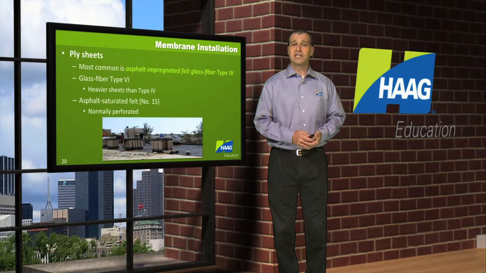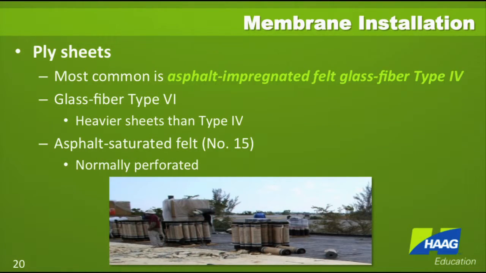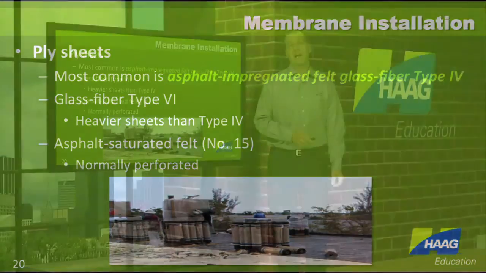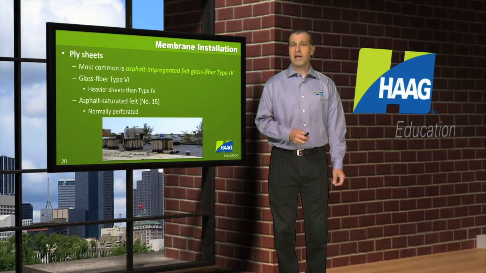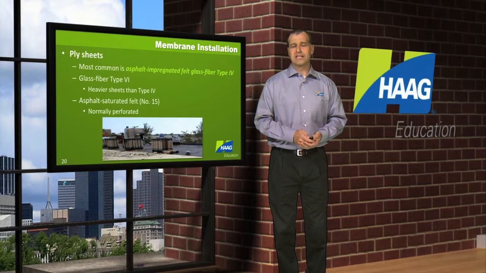If for some reason the installer or designer wanted to have a heavier sheet, there's a material called glass fiber type 6 that would be a little more durable felt. Also, you could use an organic asphalt saturated felt number 15, and if you're going to do this, this would be a perforated style of felt that likewise would have those holes that the hot bitumen would be able to pass through during the installation.